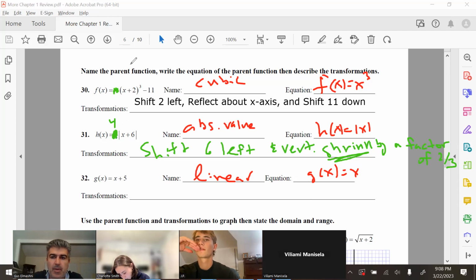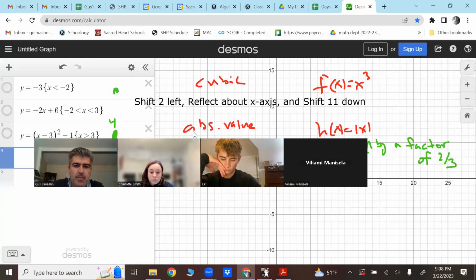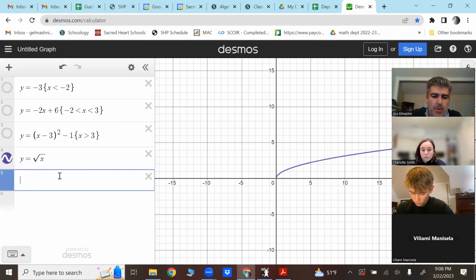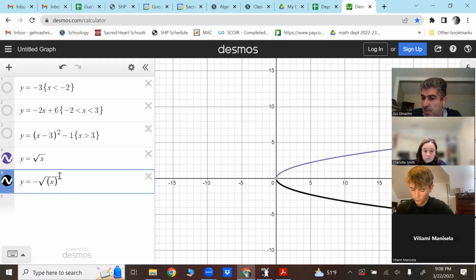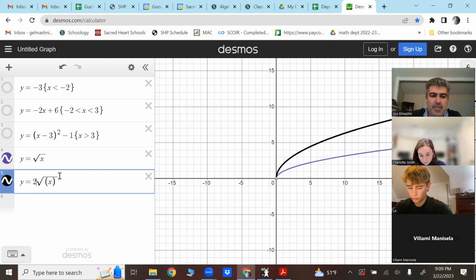If I were to go to Desmos again, let me turn these off and clear my screen. If I put y equals the square root of x, and then put a 4 in front, you would see that, oh yeah, it got stretched, right? Of course you're going to say stretch. It makes sense. But if I put a negative out in front, of course it got reflected, it got flipped over. The black curve is now below the x-axis. If I put 1/2, it shrunk by half, right? So hopefully that seems like common sense. Like if I had 2/3, it's 2/3 of the original value, right? So hopefully that seems intuitive.